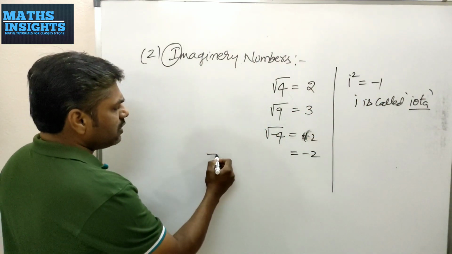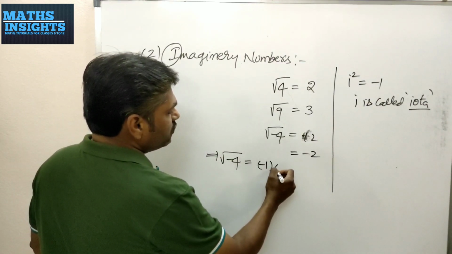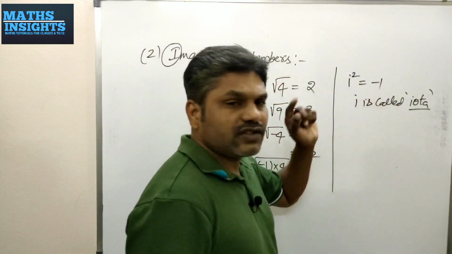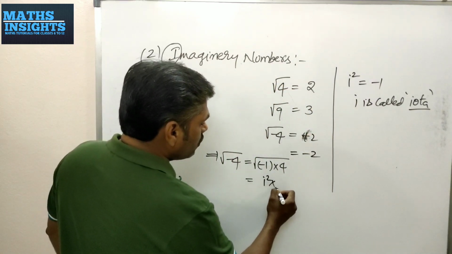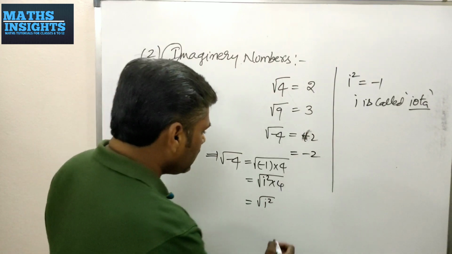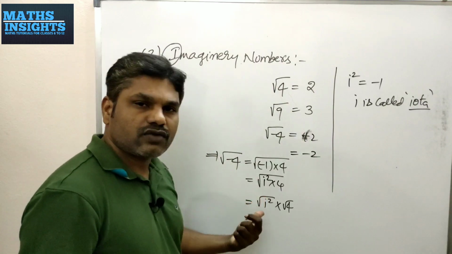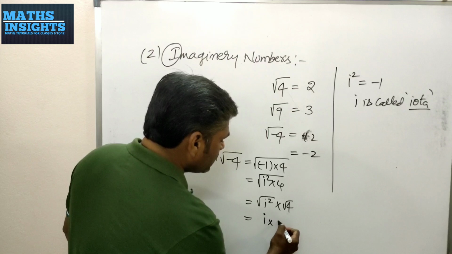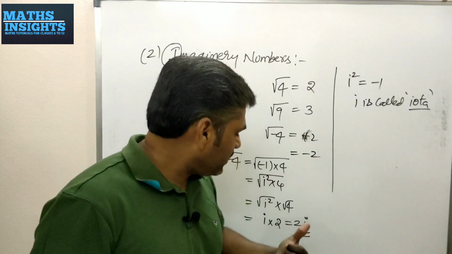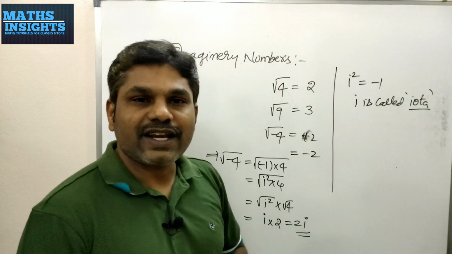Now coming to this one, the square root of minus 4, I will write minus 4 as minus 1 into 4. In the place of minus 1, I will write i square. So the square root of i square into 4, that is equal to, I will split it as the square root of i square into the square root of 4, that is equal to, you may cancel this square and square root, then you will get i into 2, that is 2i. So any number which appears with i, you may say that that is an imaginary number.